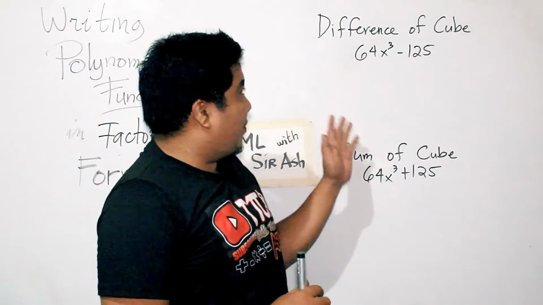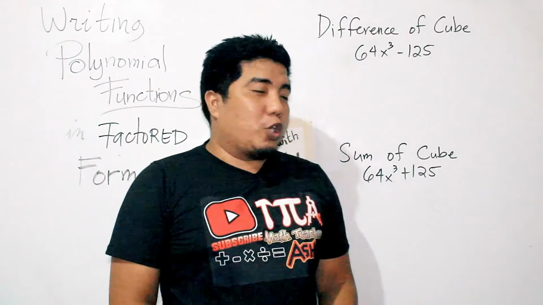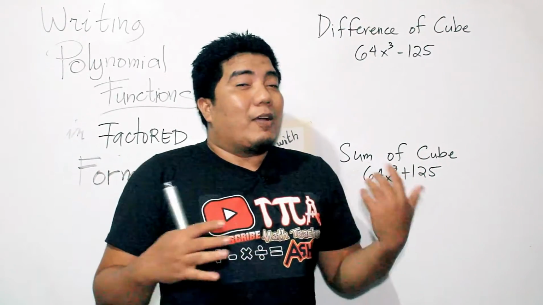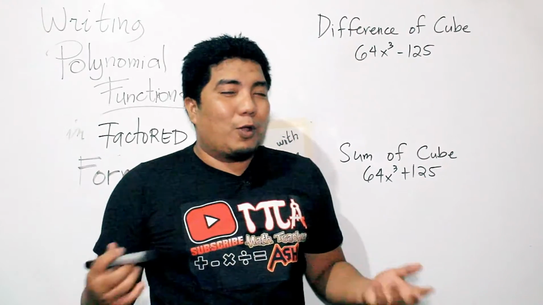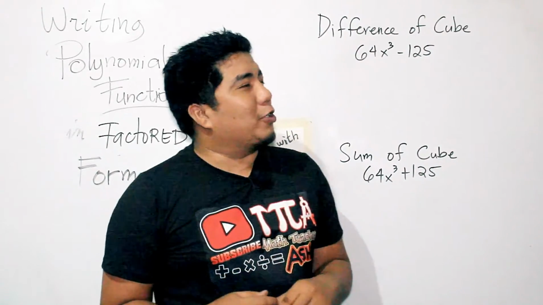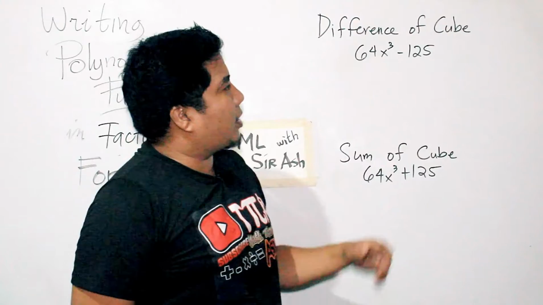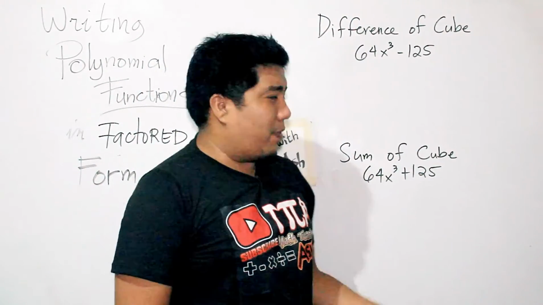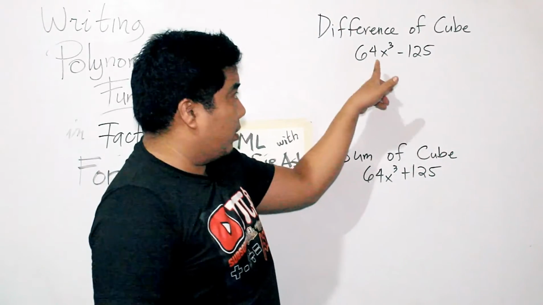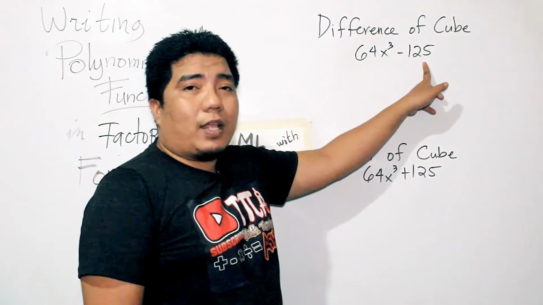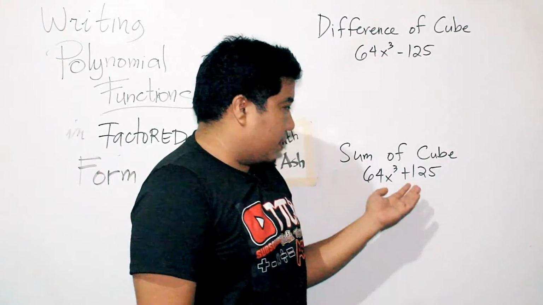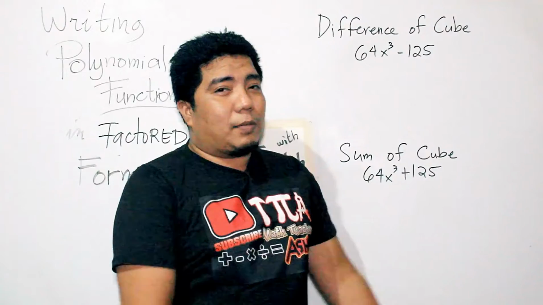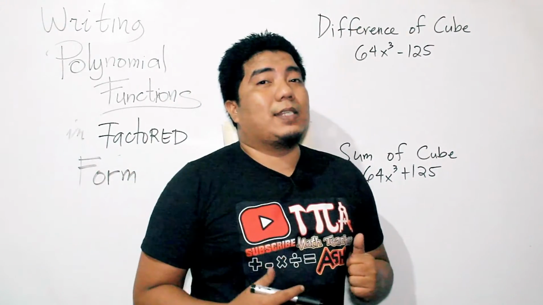Okay, math learners, we have here the difference of two cubes, but I also included the sum of two cubes so that you can also be reviewed in the discussion of how to factor such expressions. So we have here 64x cubed minus 125, and 64x cubed plus 125. Both are perfect cubes. However, the signs are different because difference means subtraction, and sum means addition.